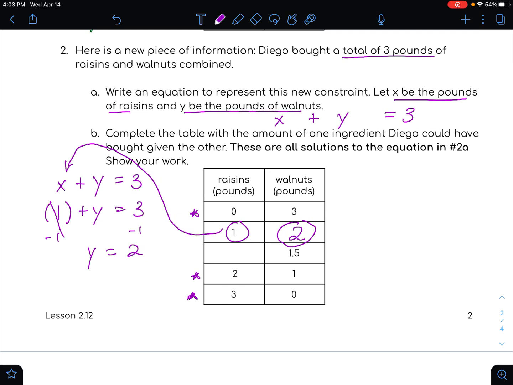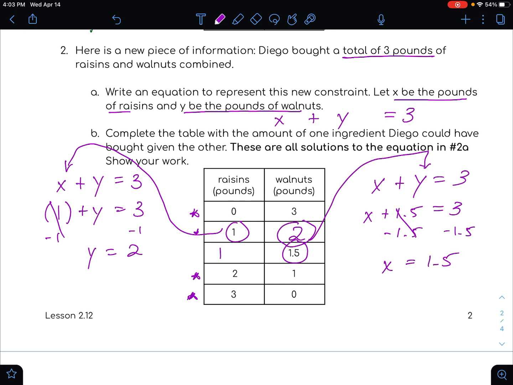And then the other combination that could work, okay, again, x plus y equals 3, and this time we know the walnuts. So in other words, x plus 1.5 is equal to 3. Subtracting 1.5, of course, that leaves us with 1.5. Of course, 1.5 and 1.5 added together equals 3.